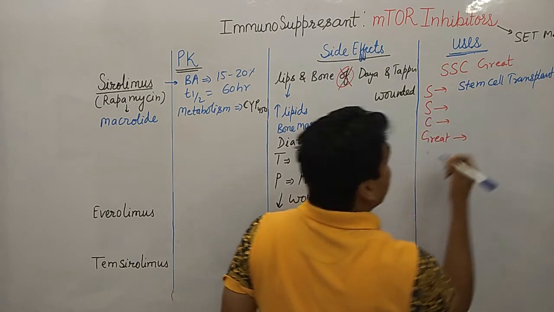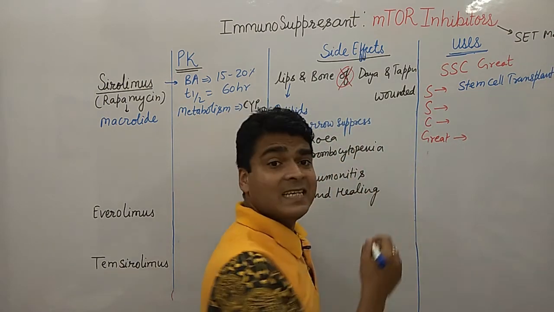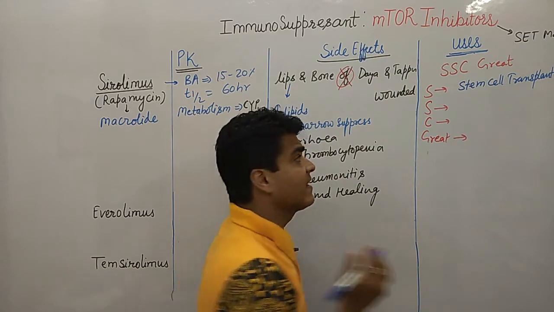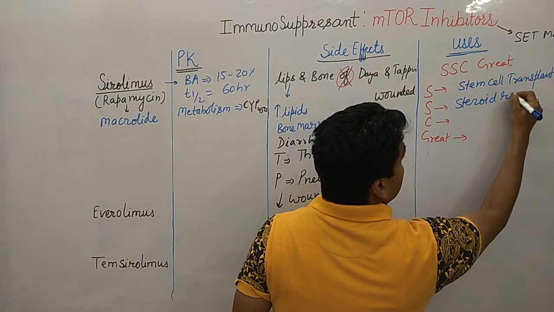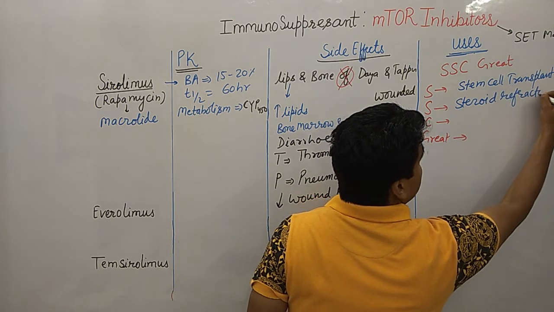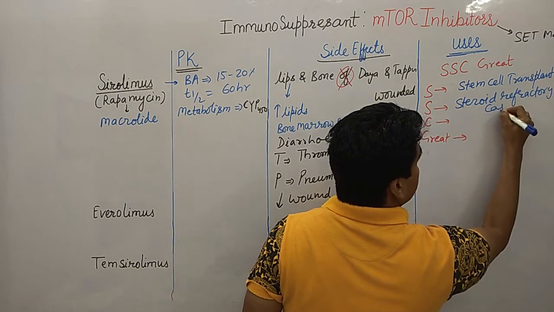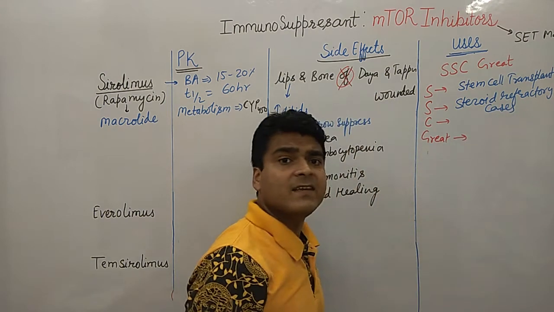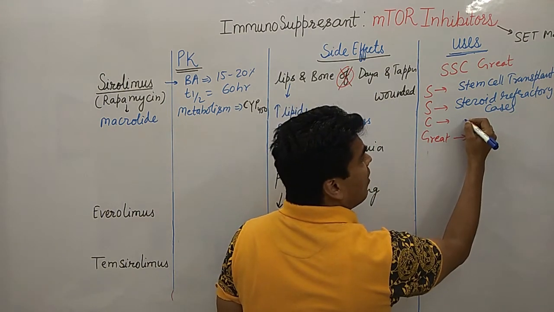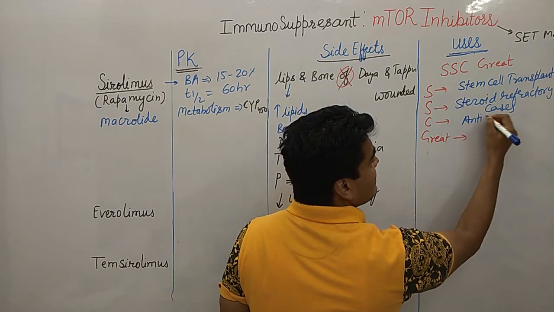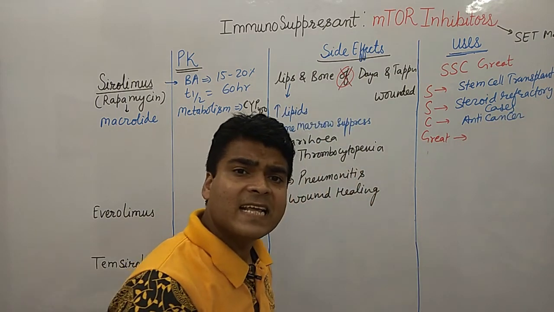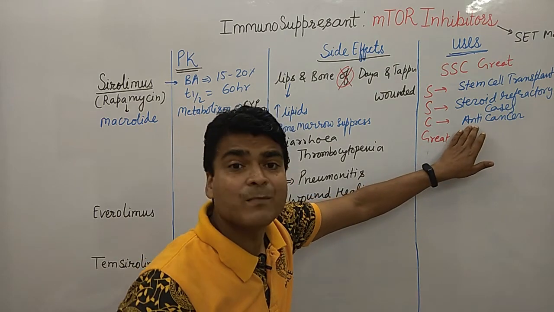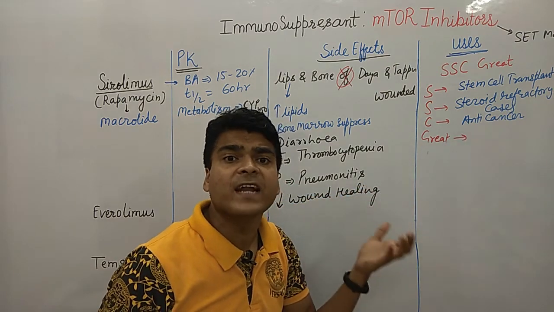Okay, and then again S means steroid refractory cases. And C for the drug is used as an anti-cancer drug. Why is it also used as an anti-cancer? Because it has the property of an anti-proliferative agent.